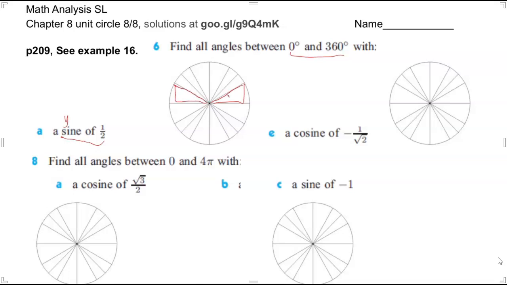So this angle would be 30 degrees. And this angle would be 180 minus 30 degrees, which would be 150 degrees. So those would be the two angles with a positive 1/2 of a sine. Okay, what about a cosine of -1 over square root of 2?